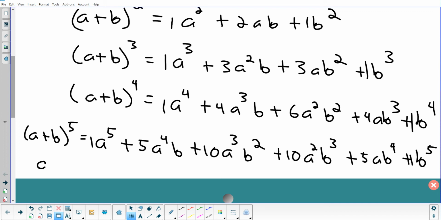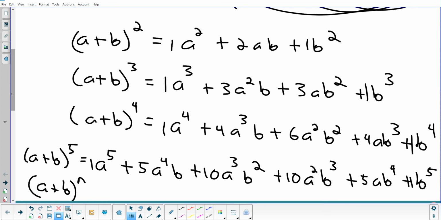So I basically want a quick way to be able to do that without FOILing it out. Like if I said a plus b to the 12th power, we don't want to write a plus b times a plus b 12 times in FOIL. That's going to be a mess. So there's lots of patterns that happen here.